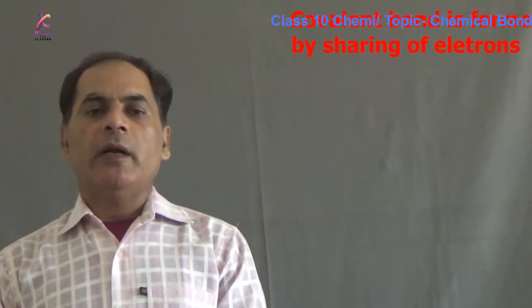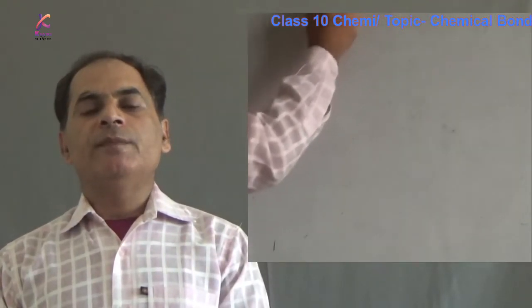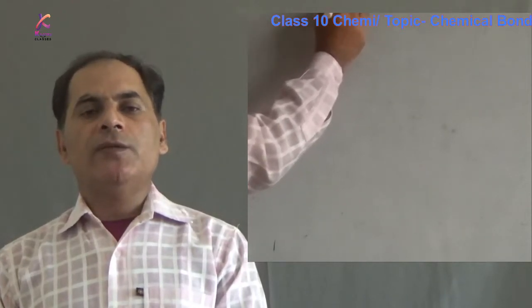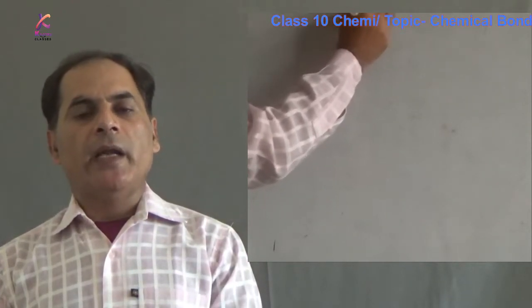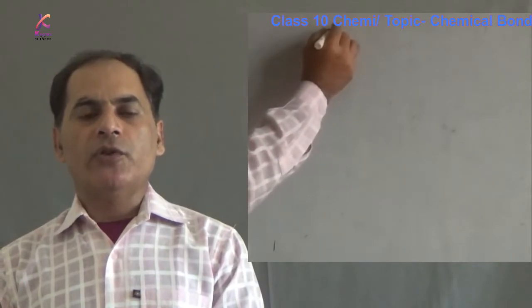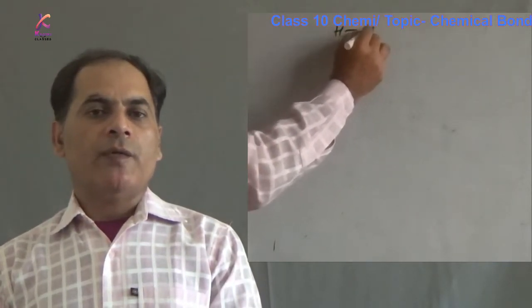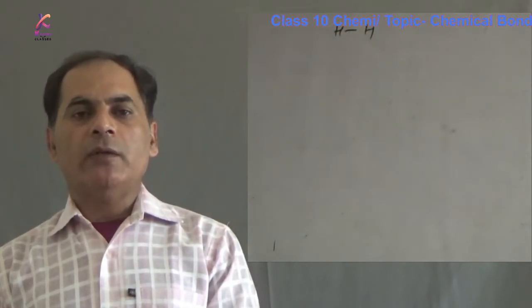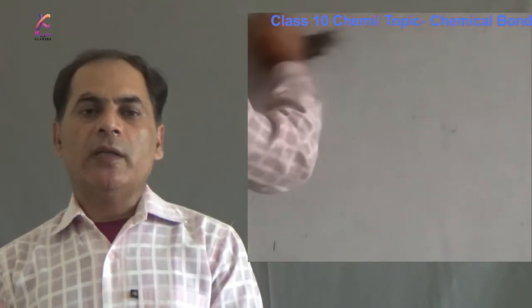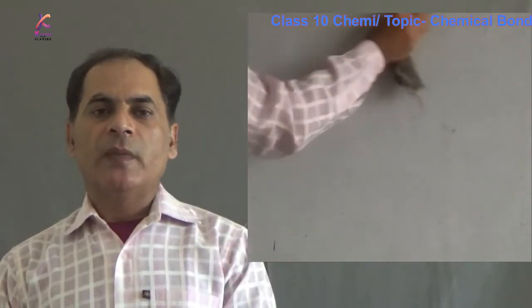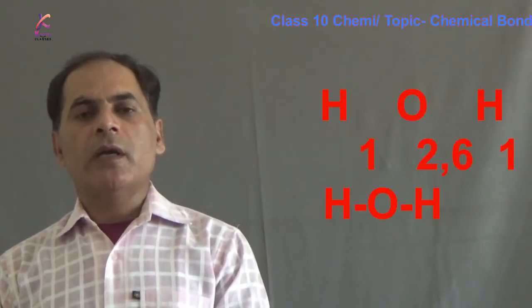So we will understand this type of bond by the example of first, hydrogen. Hydrogen has one electron in the outermost shell. Another hydrogen also has one electron in the outermost shell. This one electron of one hydrogen and this one electron of the other hydrogen are shared with each other, and then their duplet will be complete. Each hydrogen atom now has two electrons in the outermost shell. Now they are stable. This is the H2 molecule.